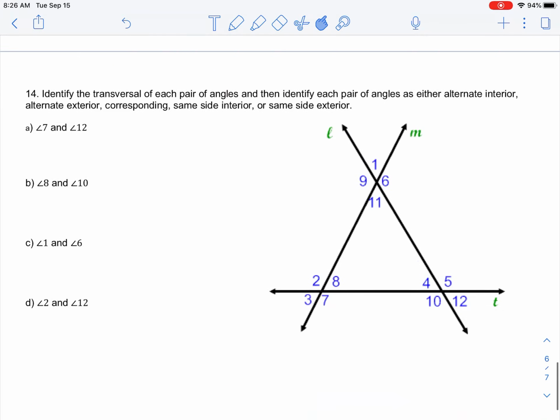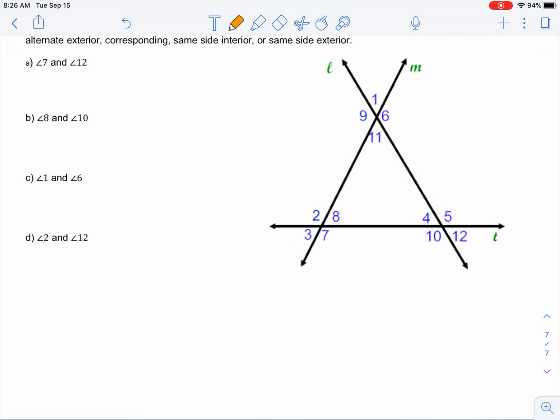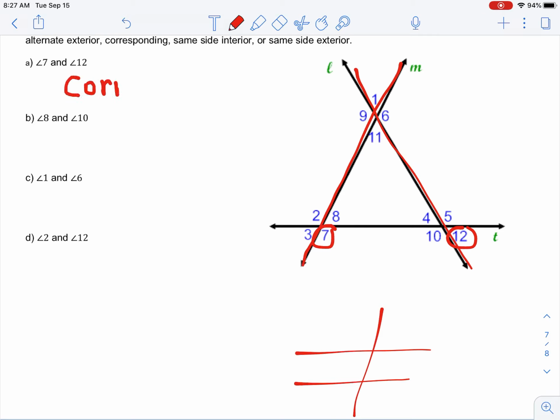Let's go ahead and look at the last picture, and then we're going to look at some. Now, are our pictures always going to be this complex? No. For the most part, our picture is going to look like this, with a transversal splitting two parallels. But for now, we're trying to identify them in these pictures. 7 and 12, so let's see. Here's a line, here's a line. Are 7 and 12 both inside those two lines? They are not. One is inside, one is outside. They're on the same side of the transversal, so we call that corresponding.